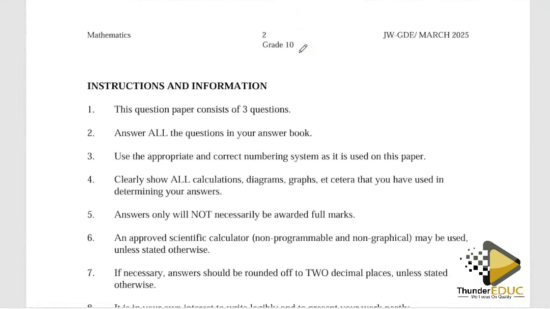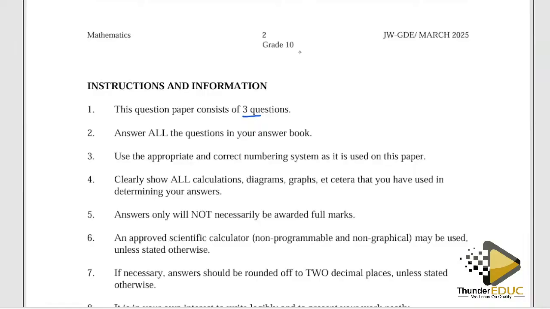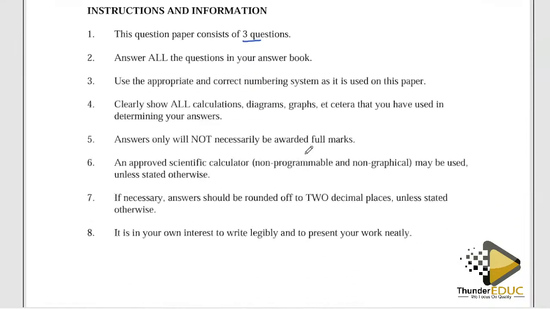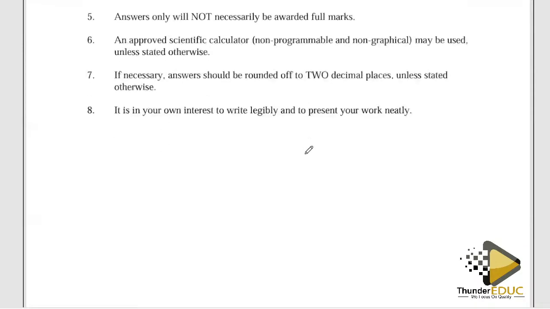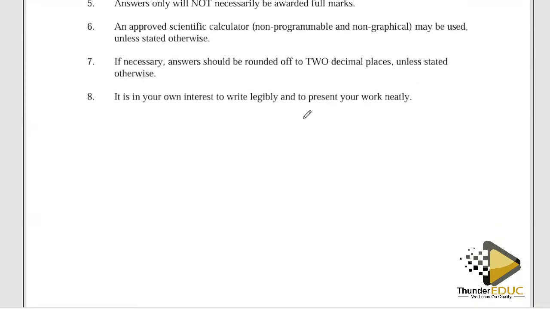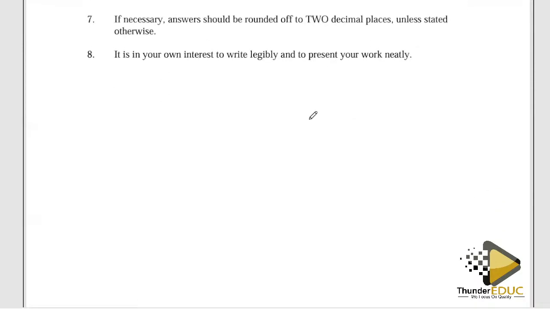It has only 3 questions. Then you have to answer in the answer book. We need the numbering system, calculators. Answers only will not necessarily guarantee full marks, and a calculator may be used. We need to write legibly and neatly, and then 2 decimal places. This one is even in capital letters.